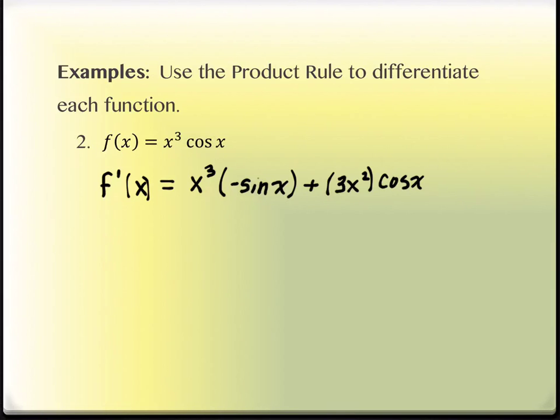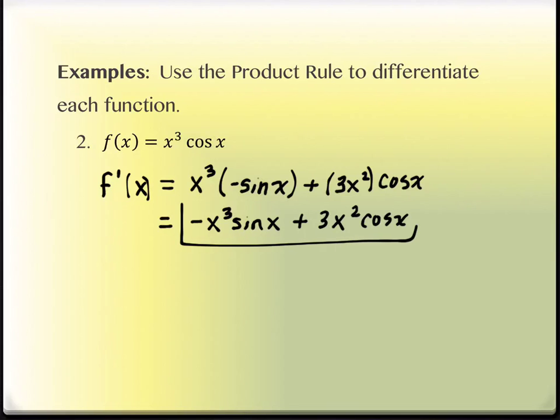There's not a lot to clean up here, agreed? But we can sort of remove some parentheses, put the coefficients in front, clean up some negatives, things like that. So like the negative that's on the sine x can be in front, so it's negative x cubed sine x. And I can remove the parentheses off the second one. So this is 3x squared cosine of x. Any questions on that? Okay.